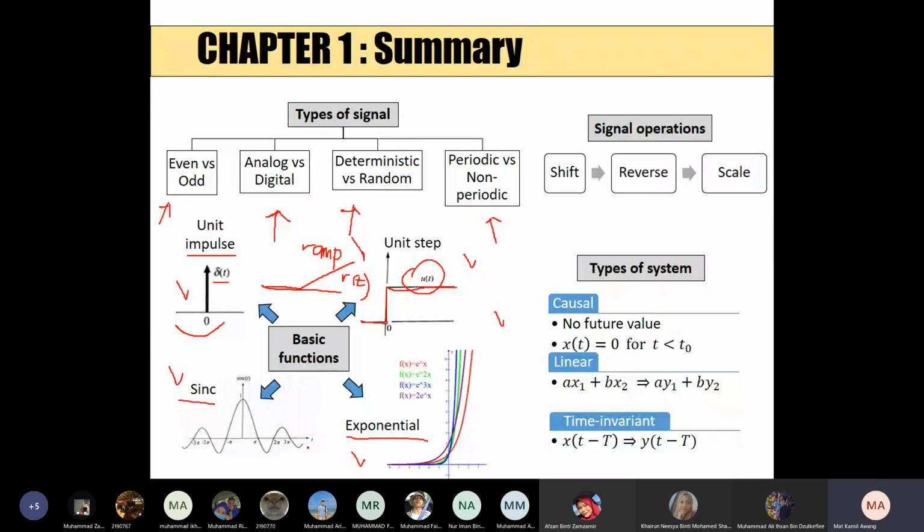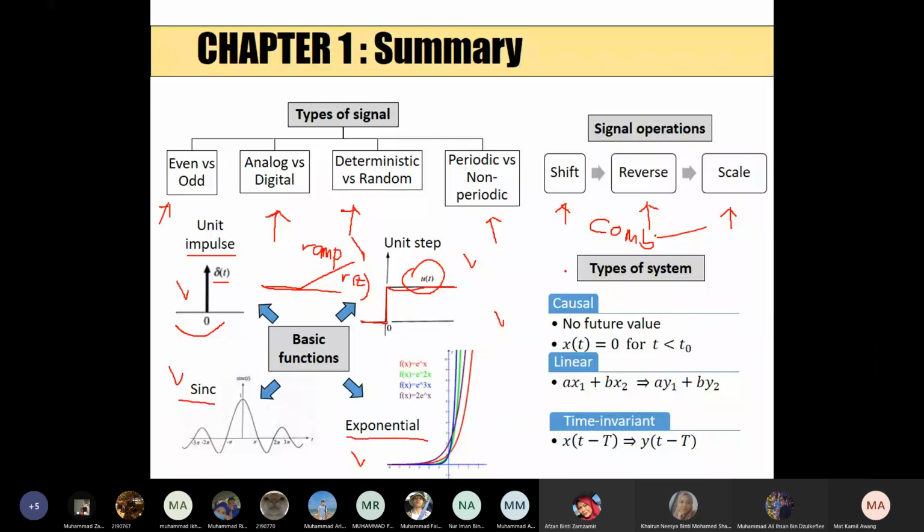For signal operations, what do we have? First one, shift. Second one, reverse. Third one is scaling. Then the fourth one, combination.